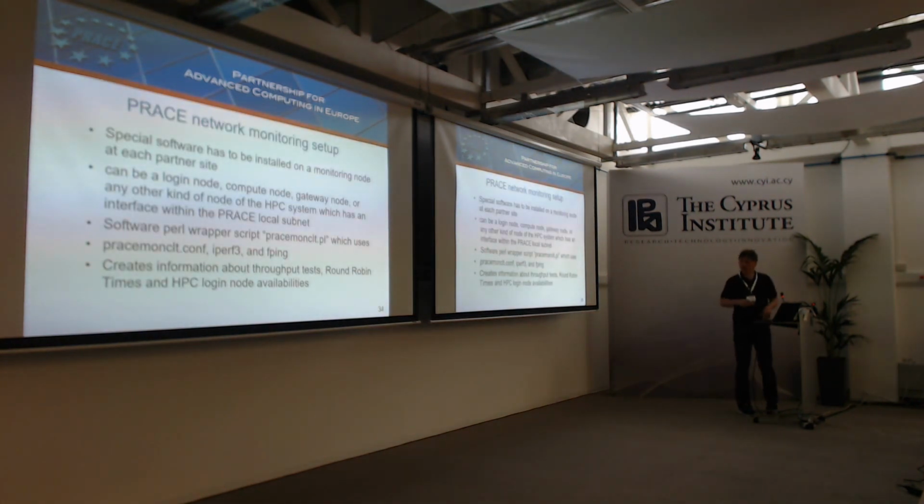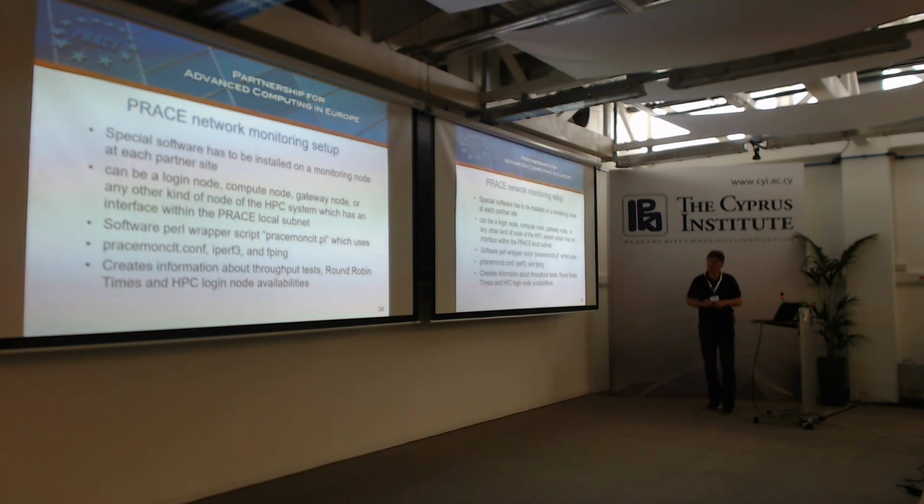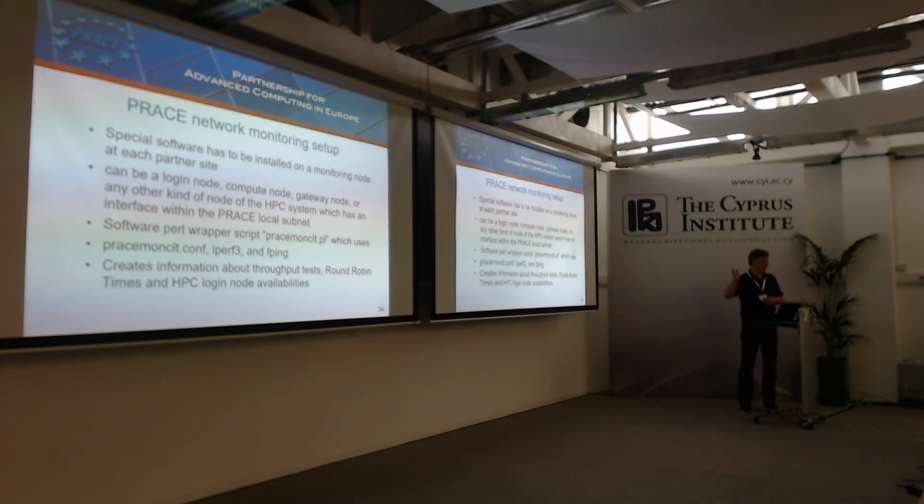Okay, PRACE network monitoring setup. Special software has to be installed on a monitoring node at each partner site. It can be a login node, compute node, gateway node, or any other kind of node within an HPC system which has an interface with the PRACE subnet. So I said it must not be the supercomputer itself. It could also be an FTP server or a special server. It doesn't matter. You only need one to really say you can get this throughput to the other side from A to B.